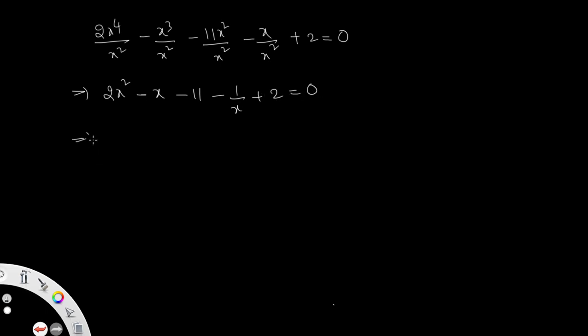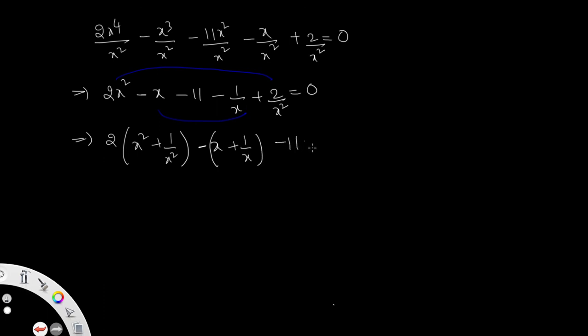So that is 2 times 1 by x square, plus 2 by x square. So this has to be regrouped, then the constant is minus 11. In these two terms, x square plus 1 by x square is common, and then from minus x, minus is common, which means x plus 1 by x, and then minus 11 equal to 0.